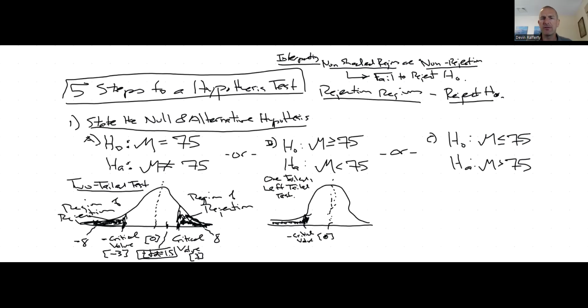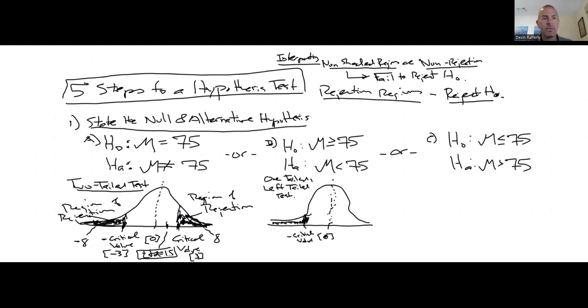How do we know if it's on the left or the right? Look at the alternative hypothesis. The alternative hypothesis is pointing left. Since the alternative hypothesis is pointing to the left, the less than sign here points left. That's telling us we have a one-tailed, left-tailed test.